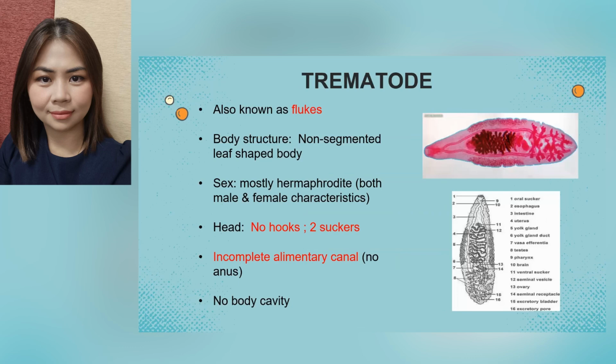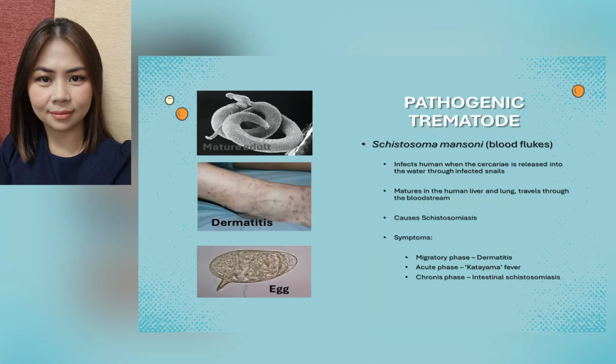Another organism, trematode, also known as flukes. The body structure is not segmented, with a leaf-shaped body. Sex is mostly hermaphrodite, with both male and female characteristics. The head has no hooks, only suckers, with an incomplete alimentary canal and no anus. It also has no body cavity. It's flexible.